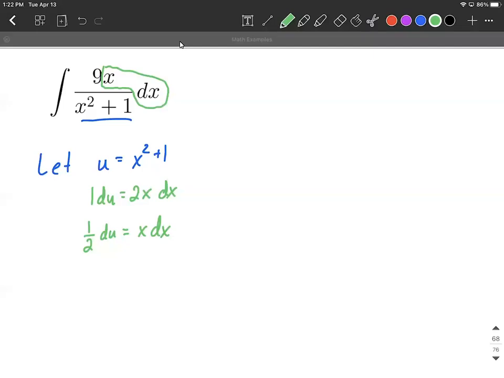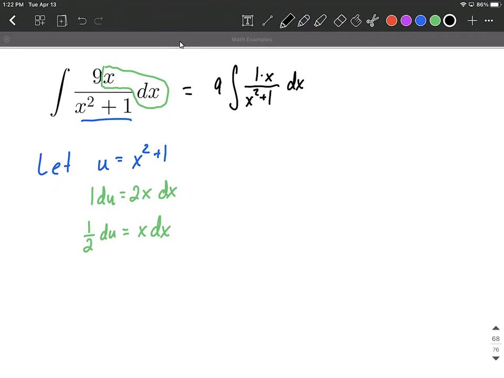one side by itself. Now you may be saying that 9 in the original function, that's a problem. And it's only a little bit of a problem. What we can do is move that 9 out in front, leaving us with 1x over x squared plus 1 dx.